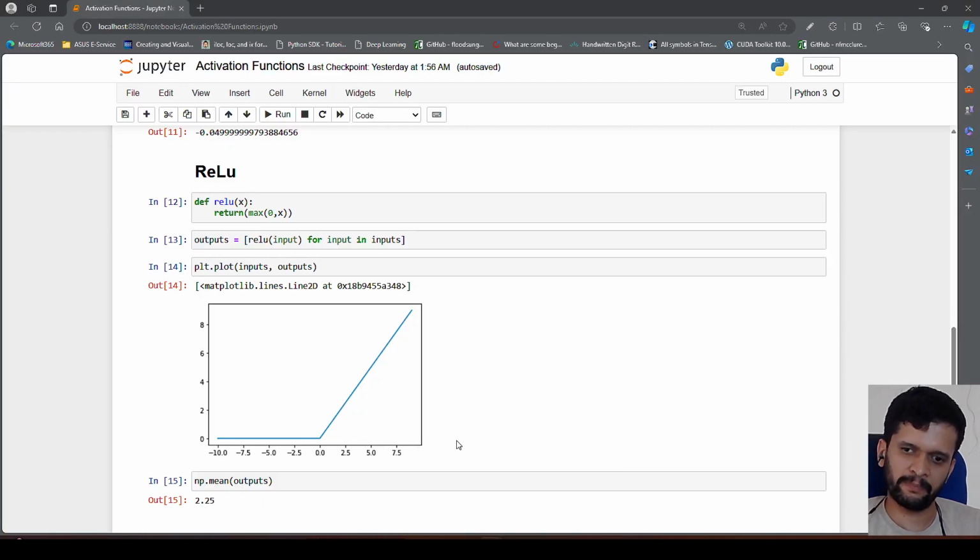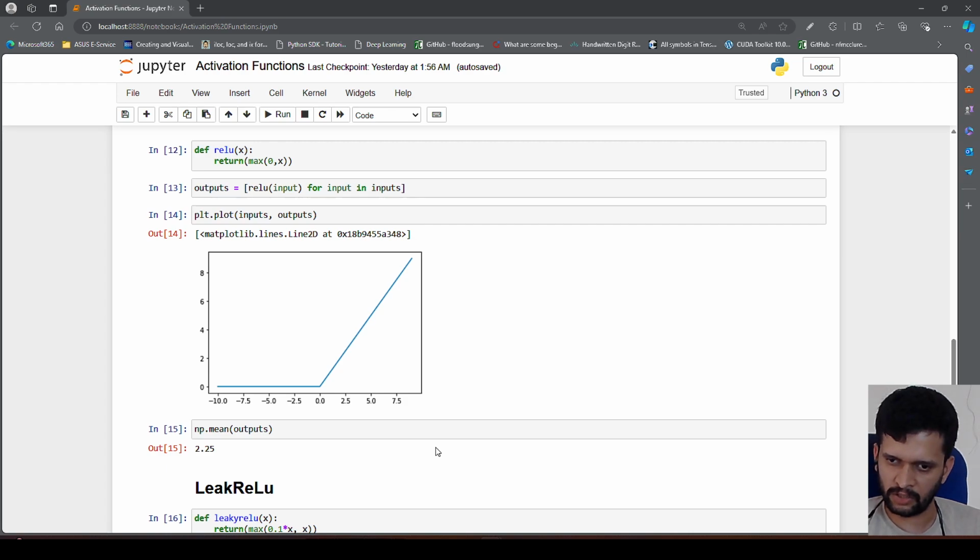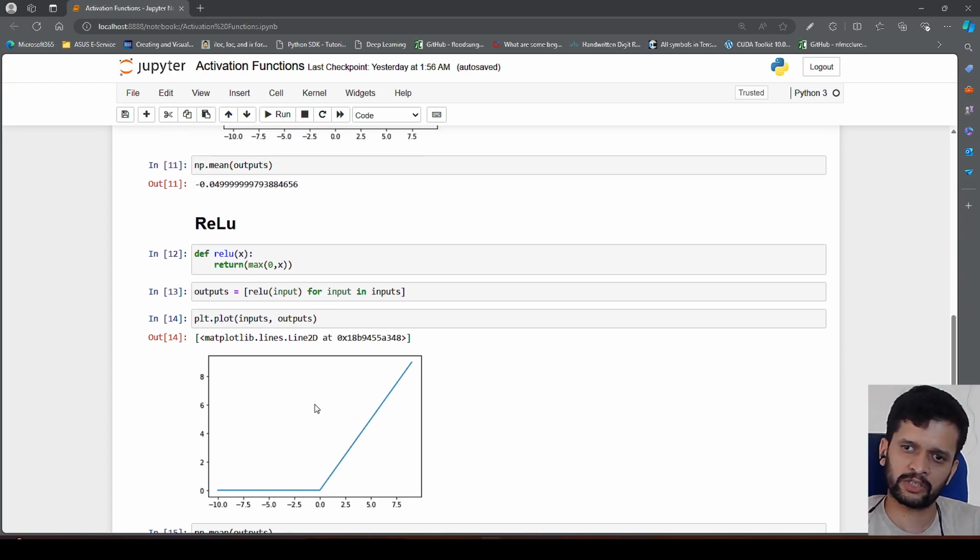And if you want to check the mean, it is not centered around 0. Okay, it gives some mean value because the data is not centered around 0.